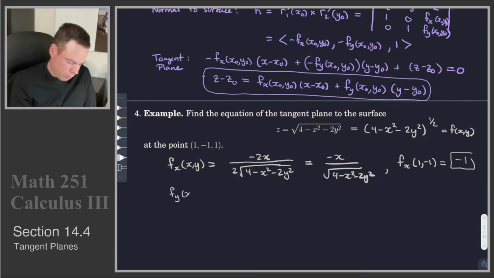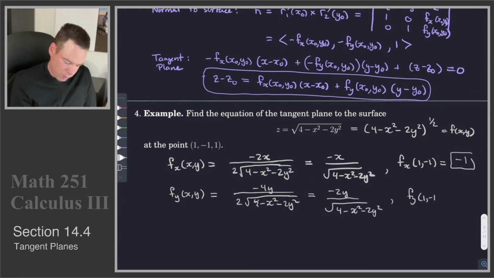We can go ahead and do the y partial. Again, it's the derivative of the outside function, which is the square root. And then we multiply by the derivative of the inside function with respect to y, and so that's a negative 4y. And so this is negative 2y over the square root of 4 minus x squared minus 2y squared. We're interested in the value at (1, negative 1). The top becomes 2, the bottom is 1 still, and so our value is 2.